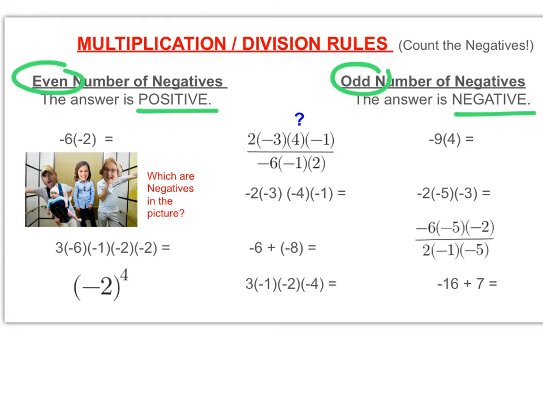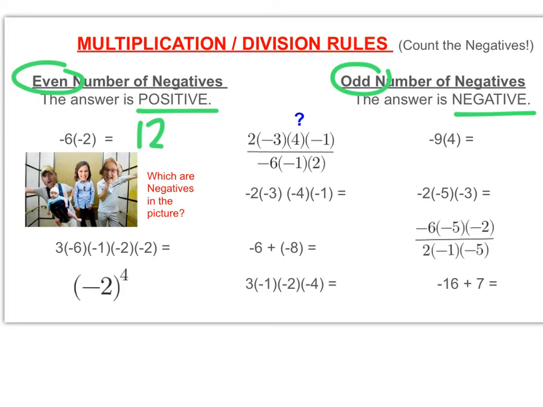So to review, let's do the first problem. It says negative 6 times negative 2. Well, I just do 6 times 2, which is 12. But then I count the negatives, there's 2, which is an even number, so my answer is positive 12.